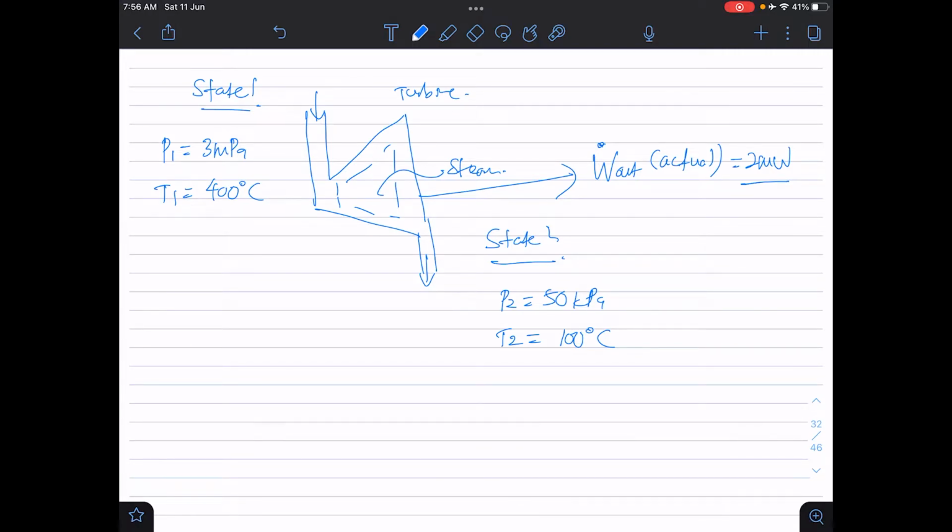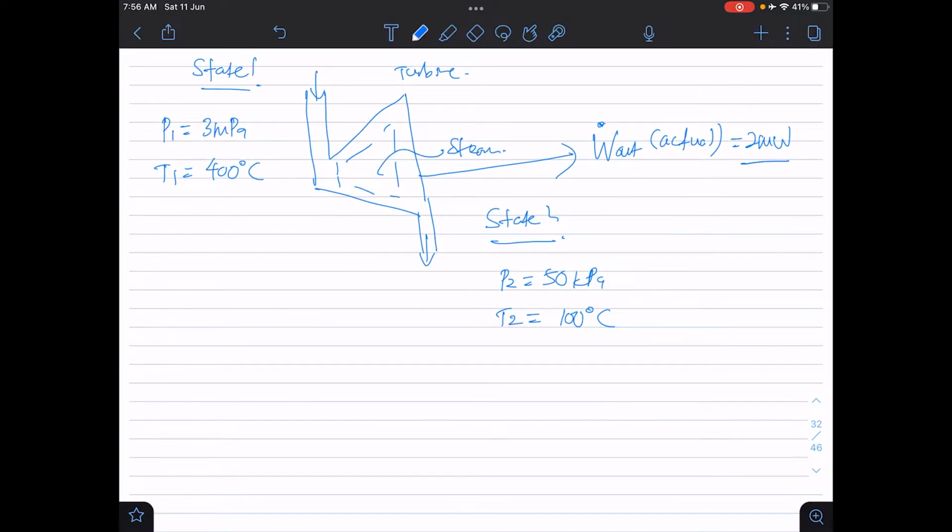So how do we find the isentropic condition here? You must apply the isentropic condition for this turbine, which means that S1 is equal to S2 should be applied for the ideal or isentropic process. So state 2 given in the question basically represents the actual condition. You need to find what state 2s is, which represents the ideal condition.